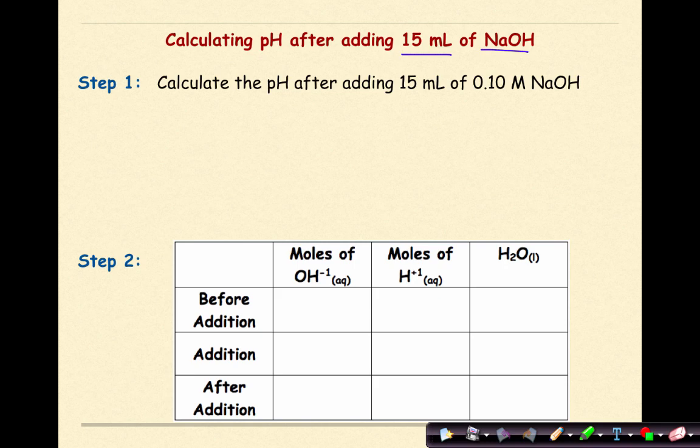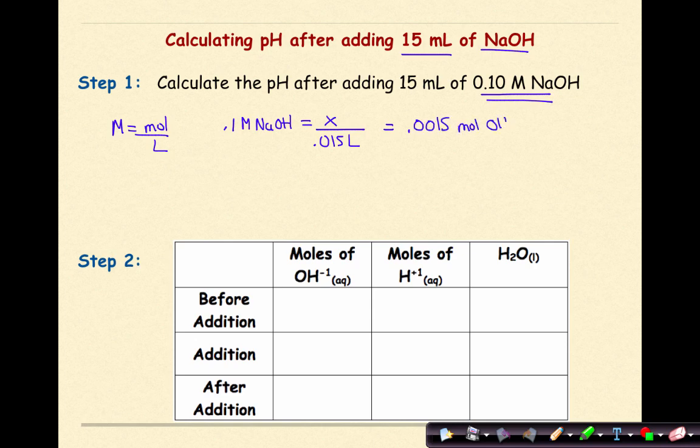So again, just like we did before, we need to figure out how many moles of sodium hydroxide we have to work with here. So molarity is equal to moles over liters. The original molarity that I started with at the beginning of the problem is 0.1 molar NaOH, which is really just the hydroxide ions. We are solving for moles of hydroxide. My volume now has changed from 5 milliliters to 15 milliliters. So on the bottom, I'm going to put 0.015 liters. I'm going to cross multiply here, and I'm going to get 0.0015 moles of hydroxide ions.